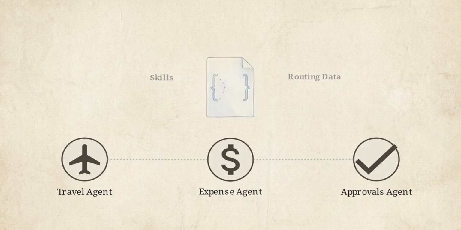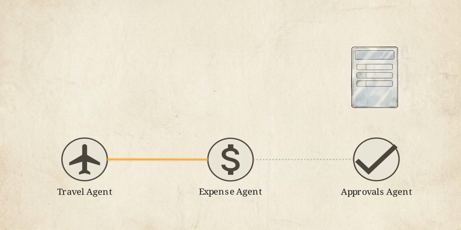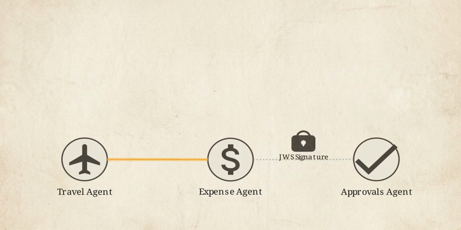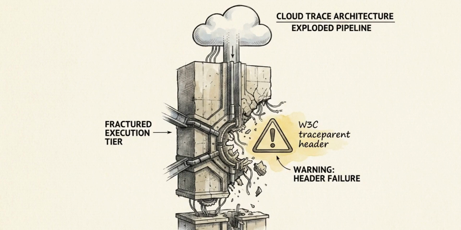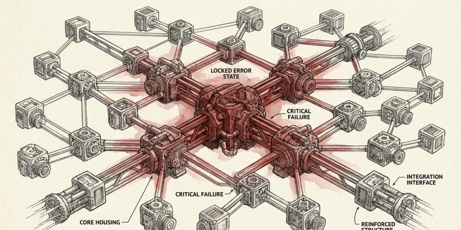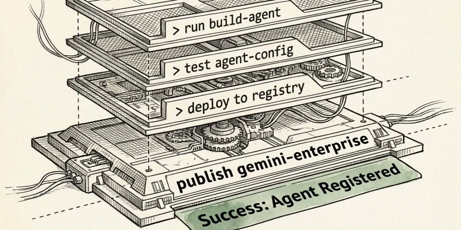Consider a corporate travel request that flows through a travel agent, an expense agent, and an approvals agent. The travel agent retrieves the expense agent's agent card to discover its skills and routing data, allowing dynamic discovery without hard-coding endpoints. To prevent spoofing, A2A secures these handshakes using cryptographic JWS signatures to verify authenticity before data flows. Operating this mesh requires planning for specific failure modes, such as tracing fragmentation due to missing W3C headers or cascading failures from a single degraded agent. Scaling an agentic mesh safely requires standardized, cryptographically verified protocols rather than bespoke integration scripts.